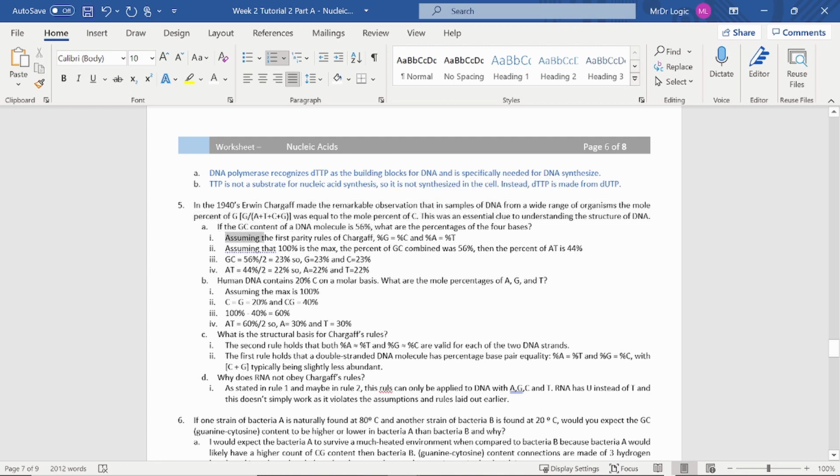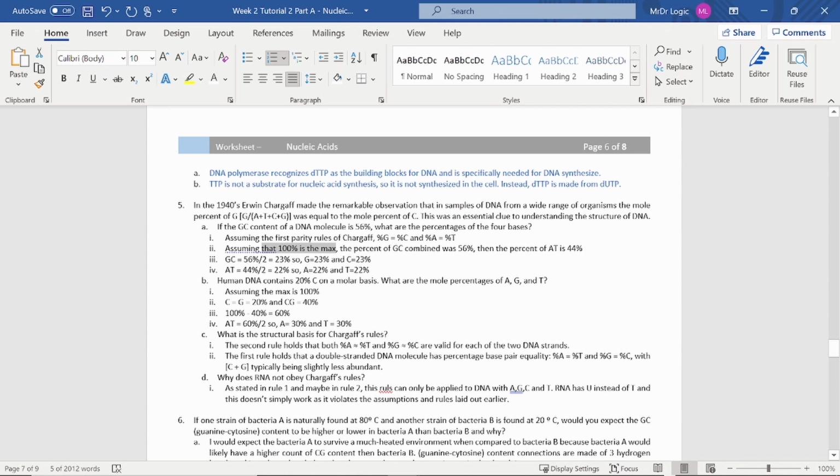Okay, so there were two rules. The first rule is that it equals this, and the second rule is, where's the two rules? This is the second rule, and the first rule was that the double-stranded DNA had to be this. This was the second rule. Okay, that's all you need to know. So this was just basic math, assuming 100% is the max. So that's how I figured it out.